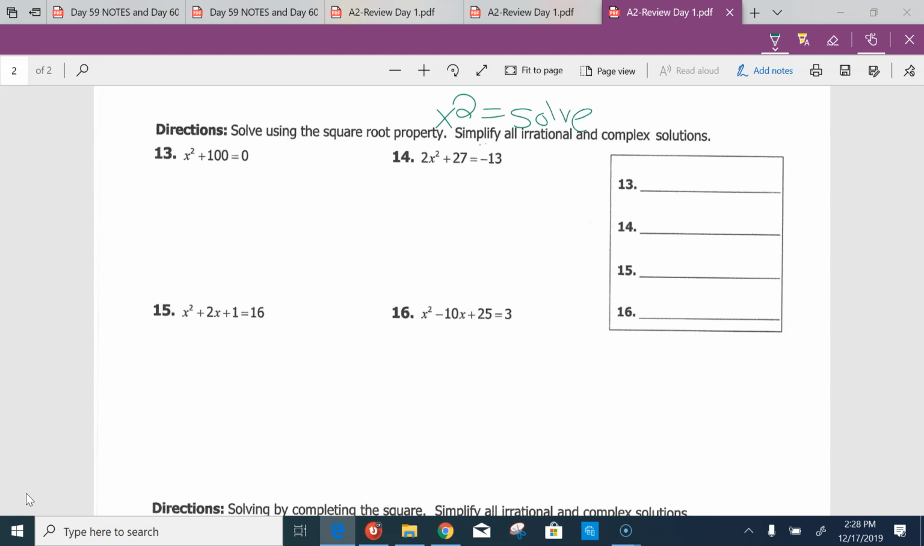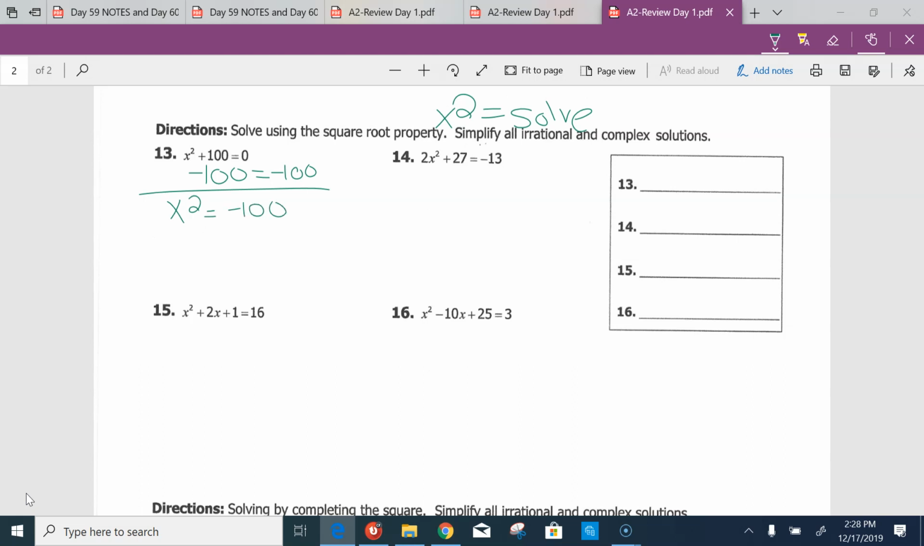For number 13, I have x squared plus 100 equals 0. Is x squared by itself? Yes, no? Almost. It has a plus 100. So how would I get rid of that plus 100? I'll subtract 100 from the left, and then subtract it also from the right. Now I have x squared equals negative 100.